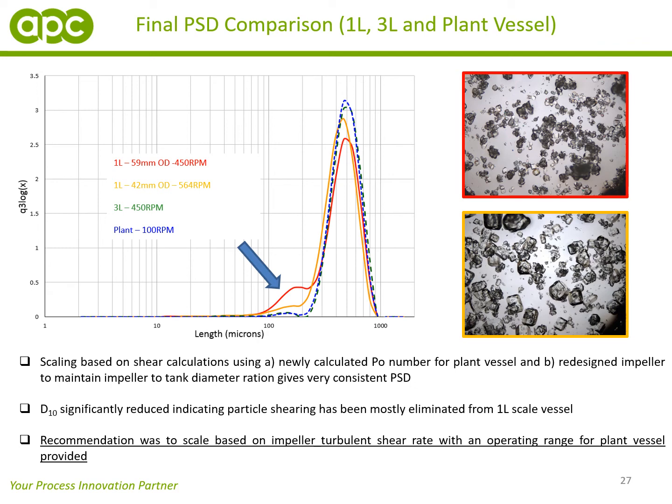So I guess it highlights the importance of the geometric similarity in the engineering calculations, but also the usefulness of using CFD to identify mixing limitations or regions where there might be issues in the mixing environment, in order to identify what the best possible route is for scale up. And at the end of this case study, the recommendation for the process was to scale from the lab based on impeller turbulent shear rate, with an operating range for the plant vessel provided.